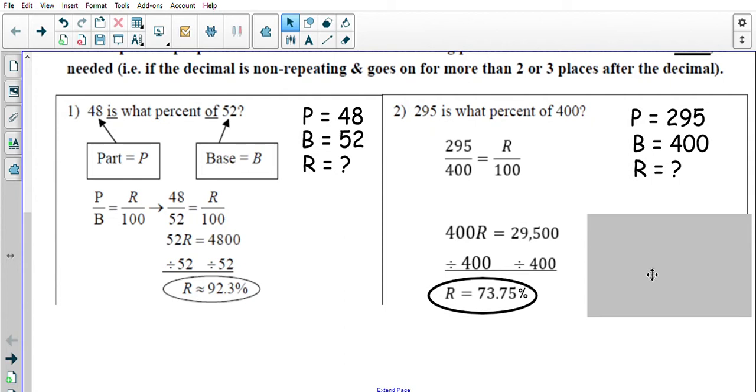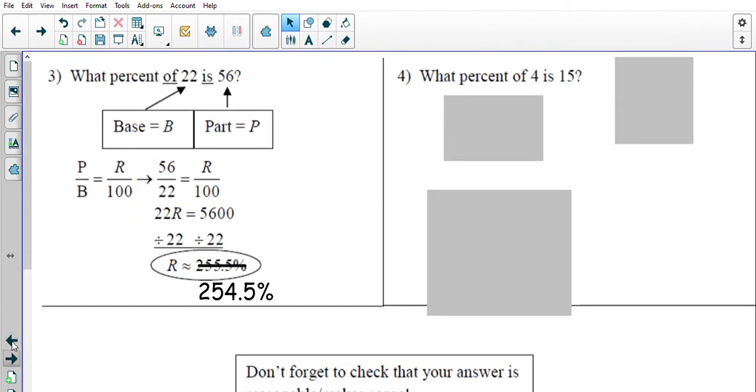And I always like to think, does my answer make sense? 295 is what percent of 400? Well, 295 is 73.75% of 400. That makes sense because 295 is pretty close to 300 and 300 out of 400 is 75%. So pretty close. All right, number 3 is done for you.